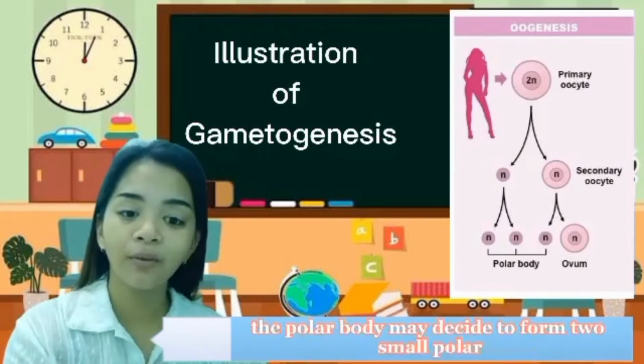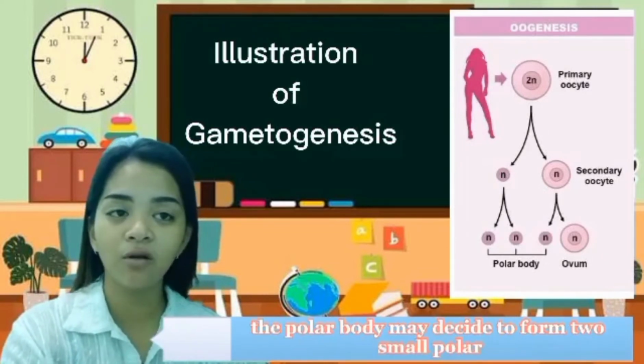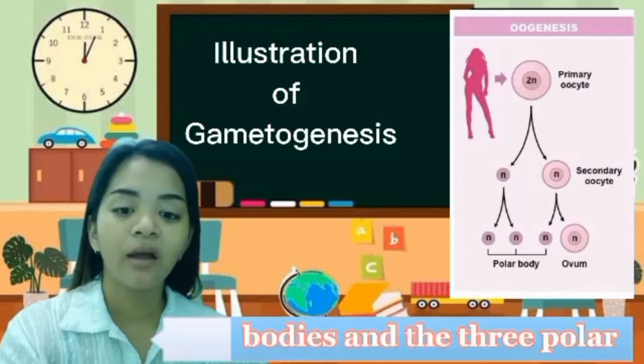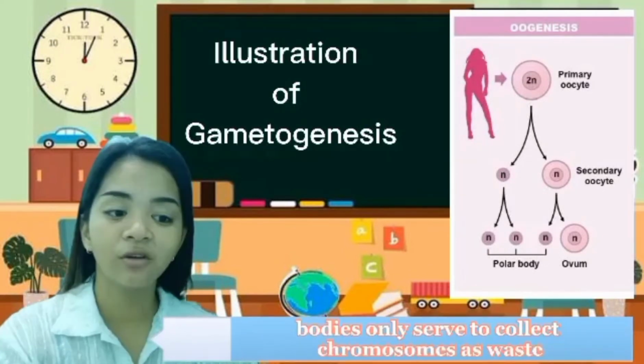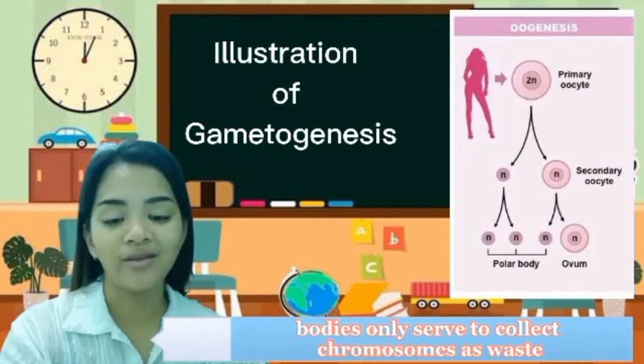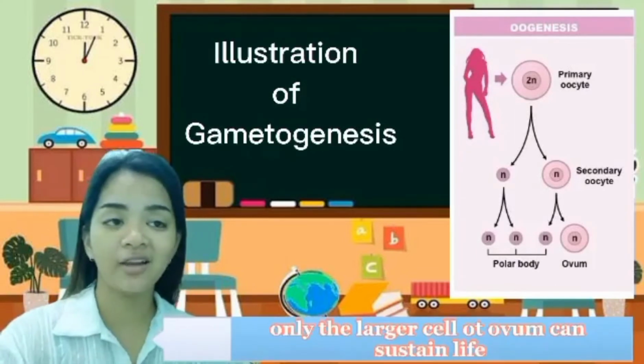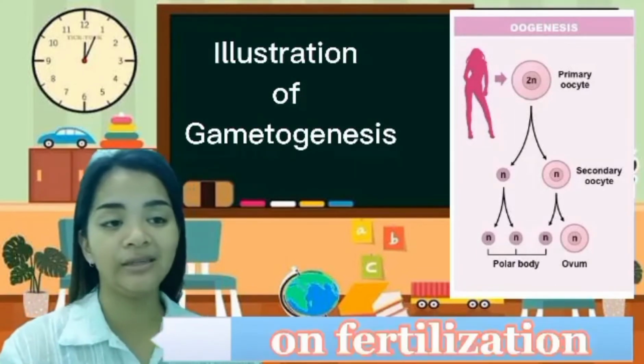At this stage, the first polar body may divide to form two small polar bodies, and the three polar bodies only serve to collect chromosomes as waste. Only the larger cell, or ovum, can sustain life on fertilization.